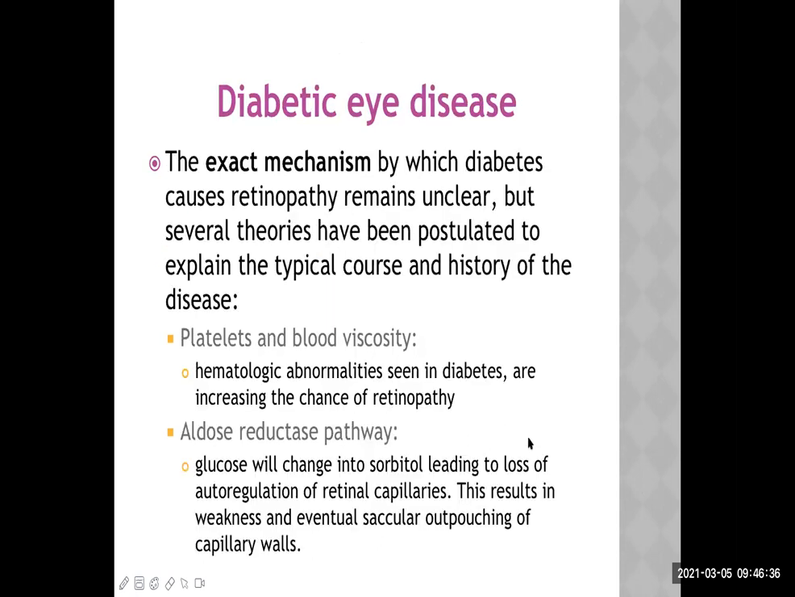Now, what is the exact mechanism by which the eye is involved in a case of diabetes? Let's talk about it. To be very precise, the exact mechanism by which diabetes causes retinopathy remains unclear, but several theories or hypotheses are there. Okay, let's talk about those hypotheses now. Number one is platelet and blood viscosity.